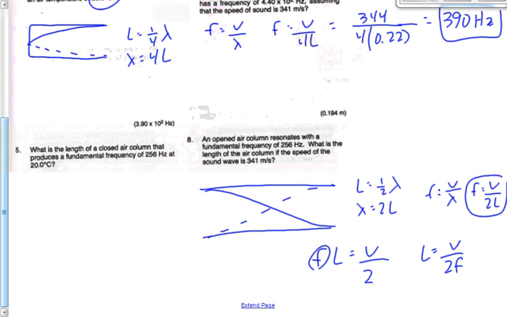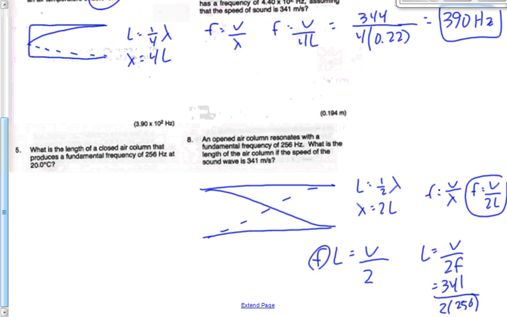The speed here is given to me as 341. But if this is a test, maybe you've got to find the speed by using 332 plus 0.6 times t, which, by the way, only works in air. If you've got a guitar, it doesn't work. Only for air columns. Frequency is 256.